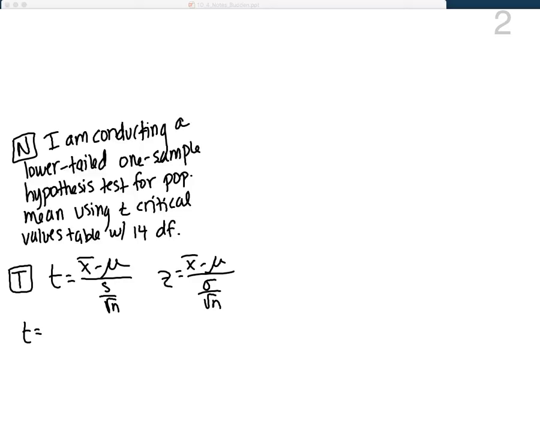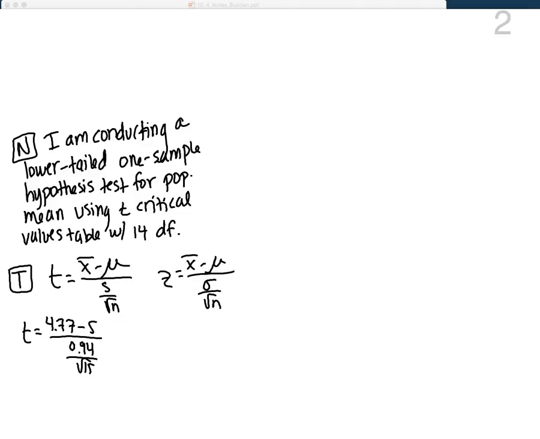Okay, so this is why I said you're going to need all that information in a list, is you have to go calculate X bar and S. So if you do one var stats, that stuff should come up. I got 4.77 for the sample mean and 0.94 for the sample standard deviation.